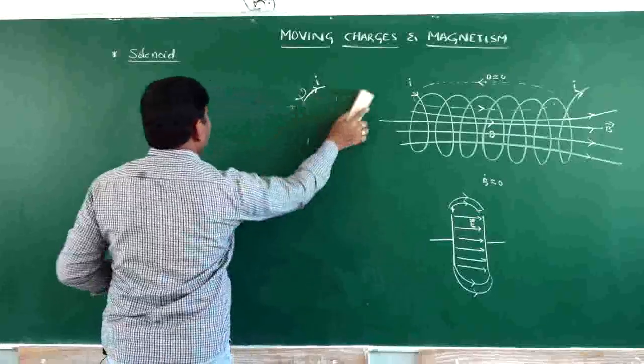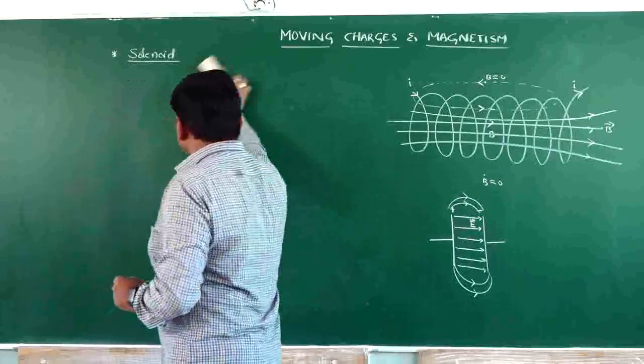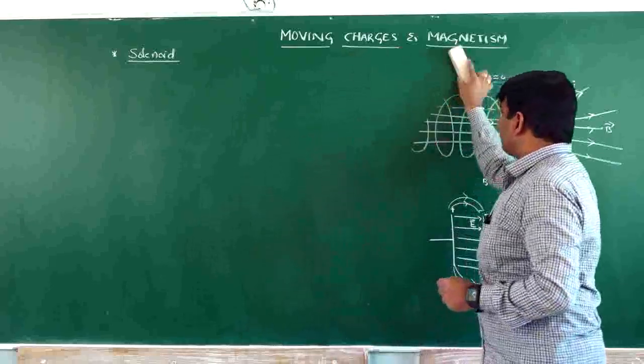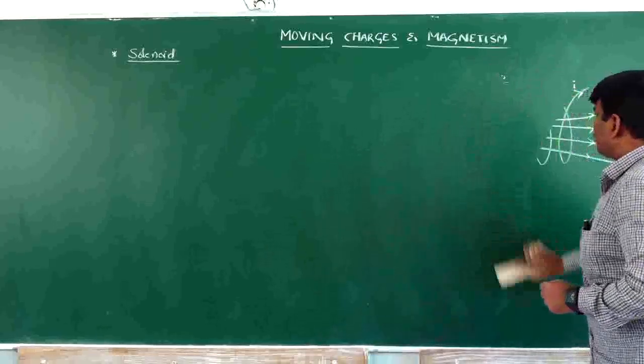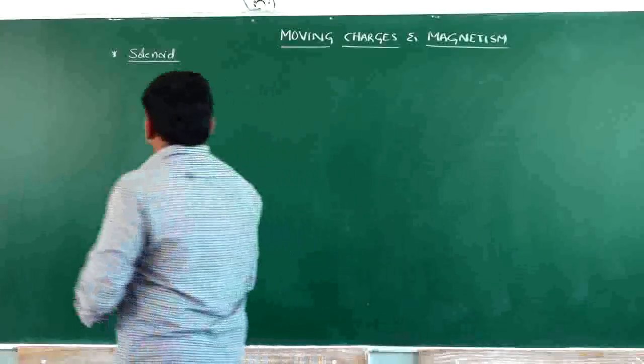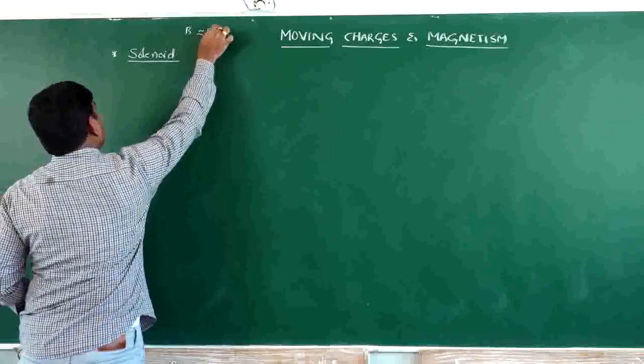For optical purposes, we require high magnetic fields. What is the magnetic field produced by the earth? The magnetic field produced by the earth is of the order of 10 to the power of minus 5 Tesla. Tesla is the unit of magnetic field, and practically, the magnetic field of the earth is of the order of 10 power minus 5 Tesla.